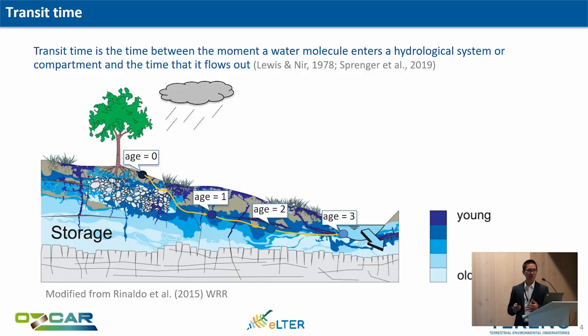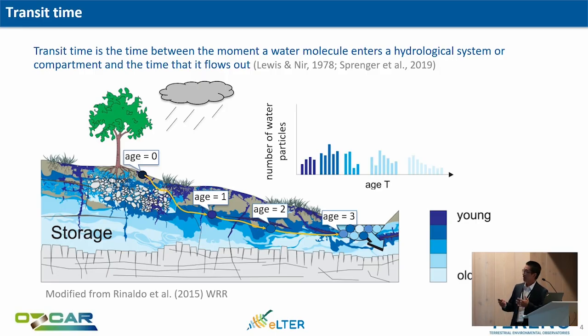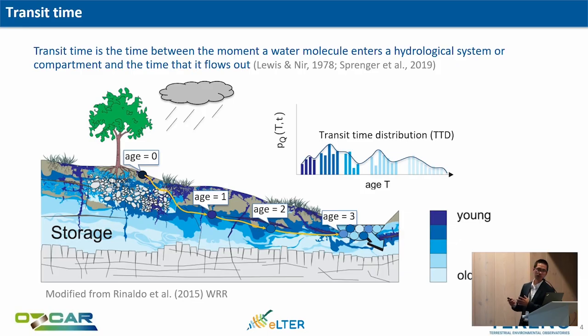On a specific day, stream flow consists of multiple water particles of different ages. If we start counting the number of water particles in the stream and their ages, we can make a histogram plot like this. And if the age discretization is small enough, this exactly represents the transit time distribution.